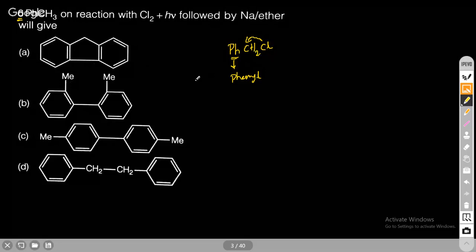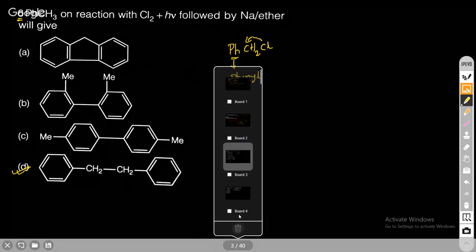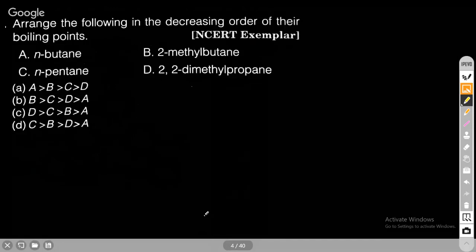Correct. Phenyl chloromethane is right. Option D is correct. First of all, we'll get this, and then the Wurtz reaction takes place. Two molecules of this will join together, and the product will be option D. Right? Question number 4. Decreasing order of boiling points.